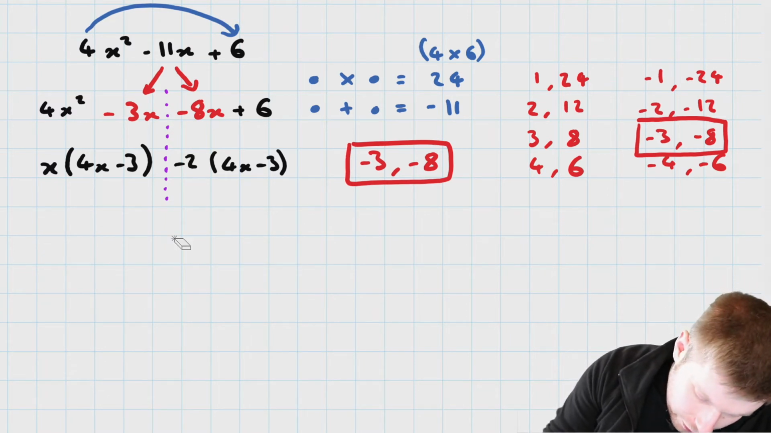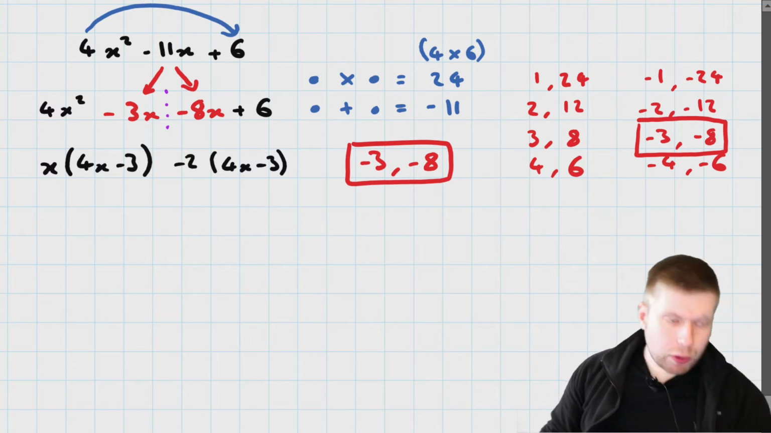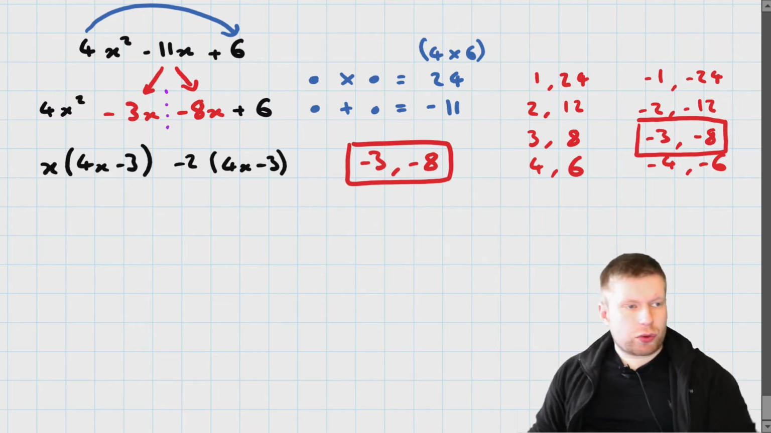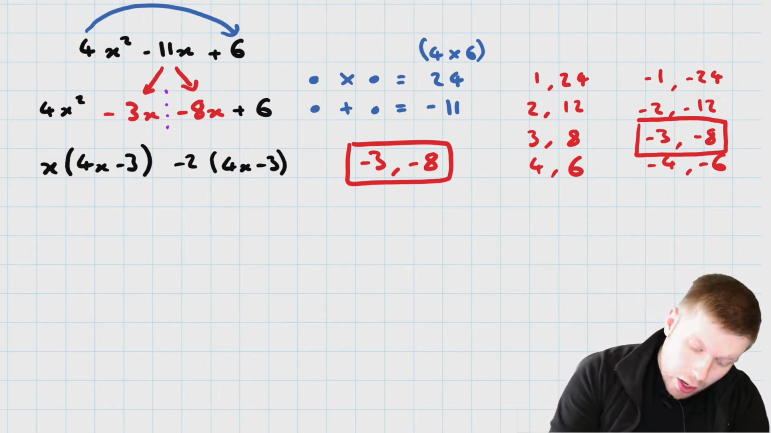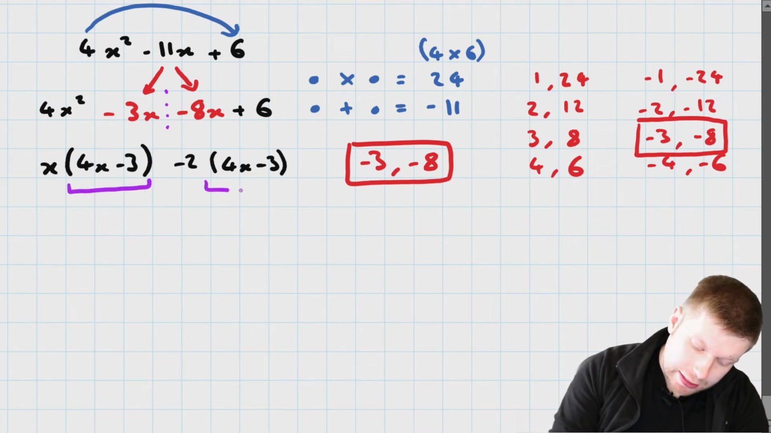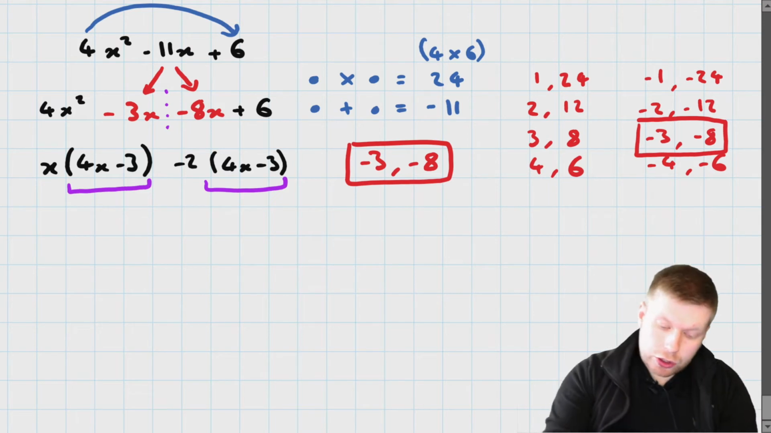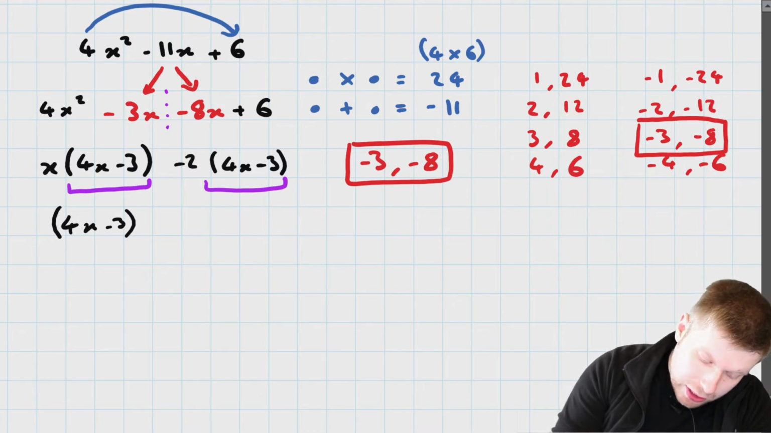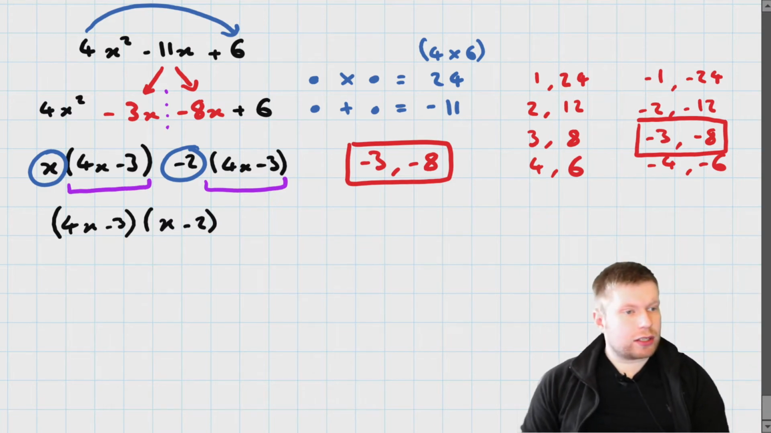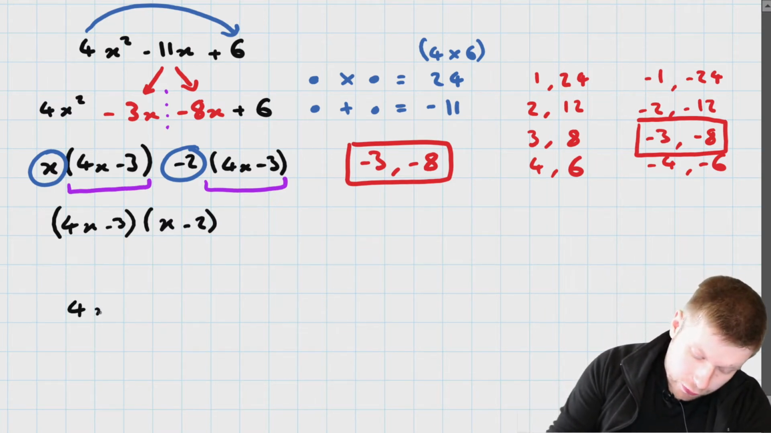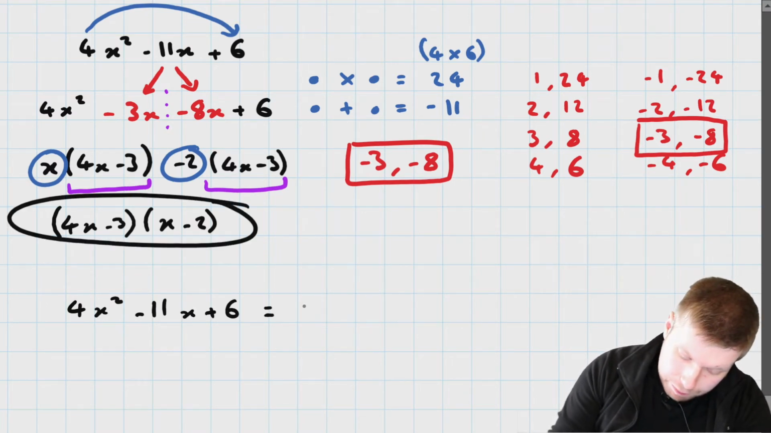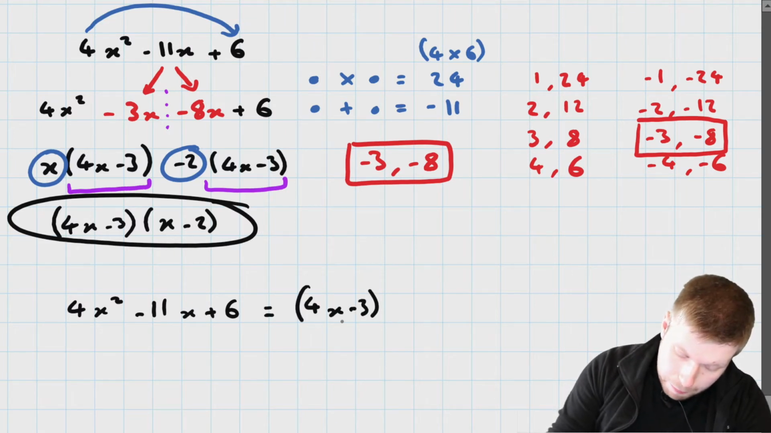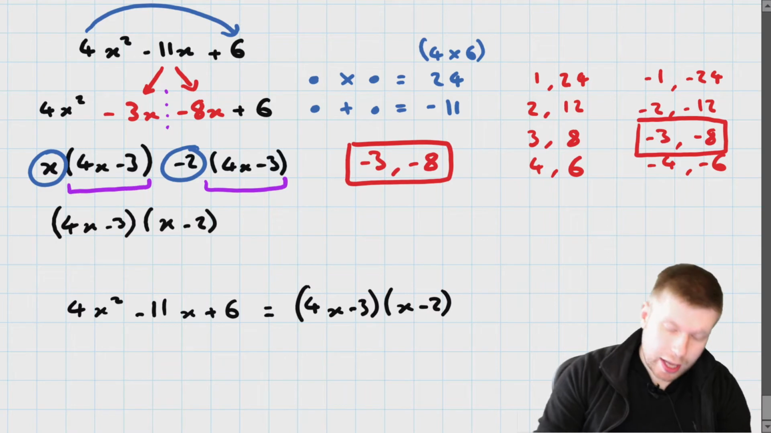So basically what I'm left with, if I get rid of this imaginary line down the middle now, is this. So x times 4x minus 3, minus 2 times 4x minus 3. Well, the thing which is in common to both the x term and the negative 2 term is the 4x minus 3. So I'm going to factorize out 4x minus 3. What am I going to be left with? Well, I'm just going to be left with x minus 2, because I've literally just factorized out the 4x minus 3. So this would be it fully factorized. So 4x squared minus 11x plus 6, the thing I started off with, fully factorized would be 4x minus 3 times x minus 2. Okay, so this will be fully factorized.